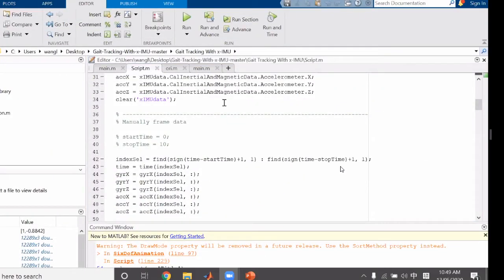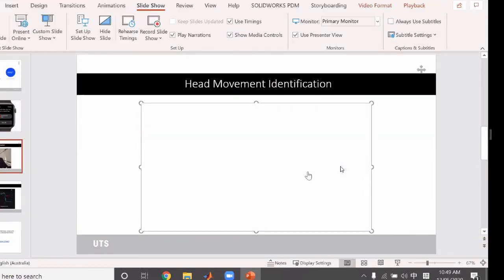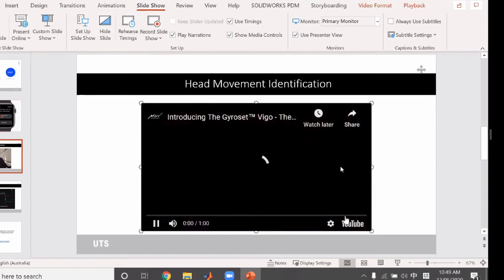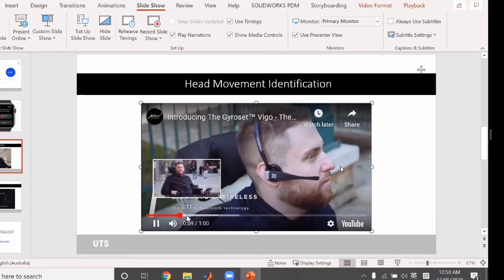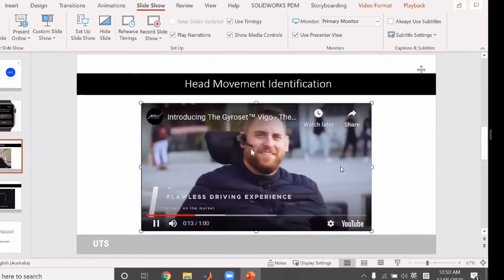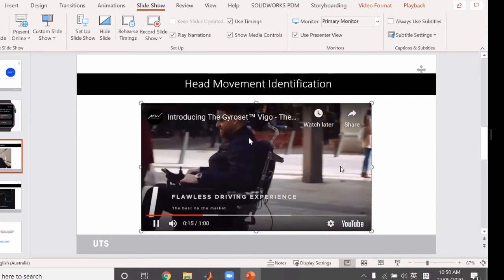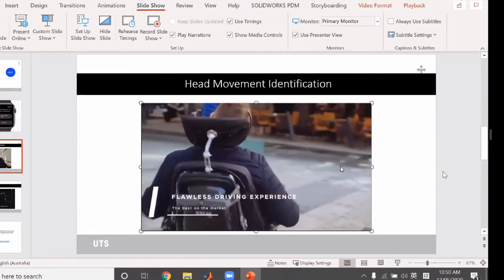Okay, for the head movement, there's also a very state-of-the-art technology product that people currently use. You see this little microphone? It can control the wheelchair movement.